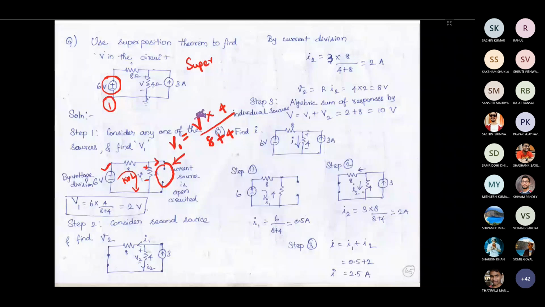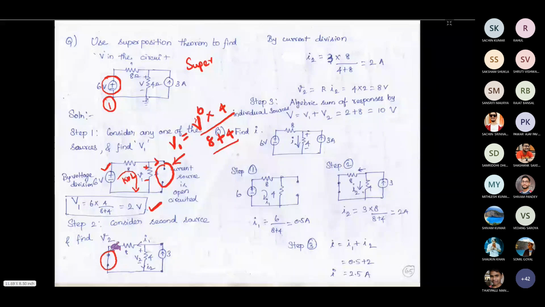This V is the overall voltage. The overall voltage is 6 here, so 6 into 4 divided by 12, so you will be getting 2 volt. This is based on the voltage source 1. Now if you want to find the other contribution, then the second step is to suppress the other source.